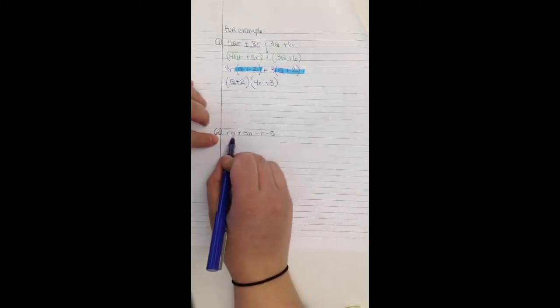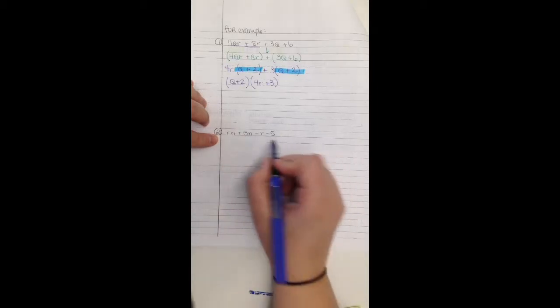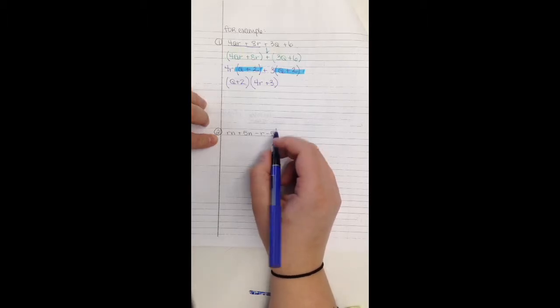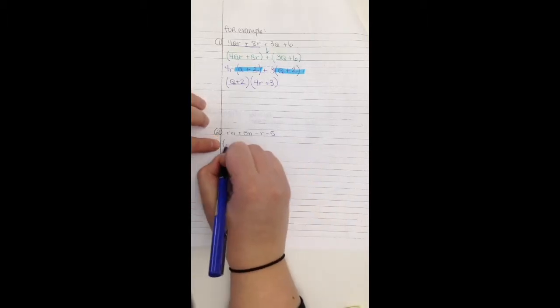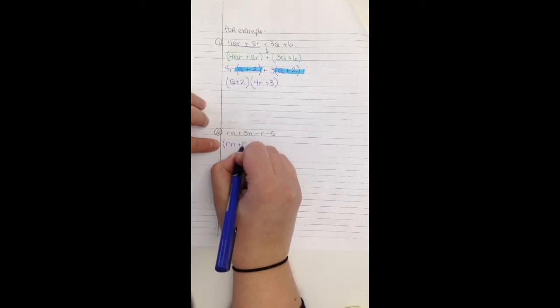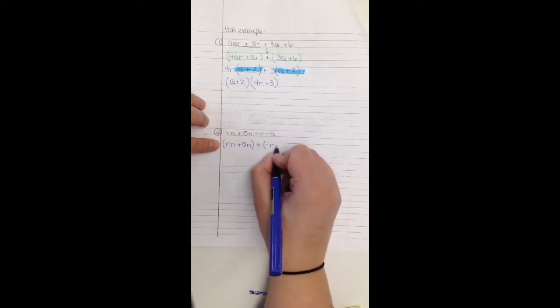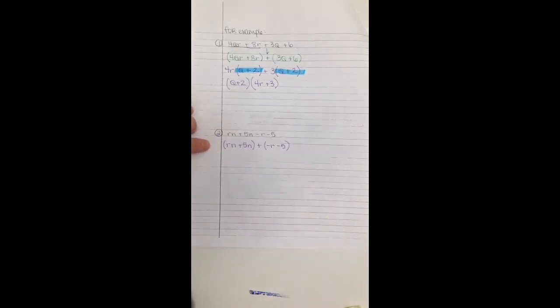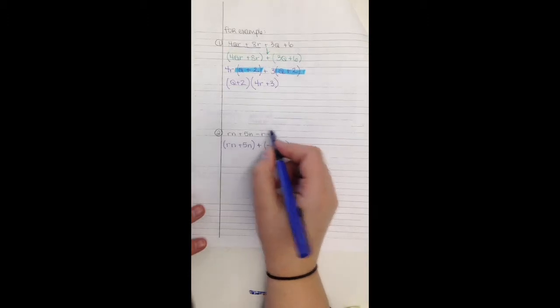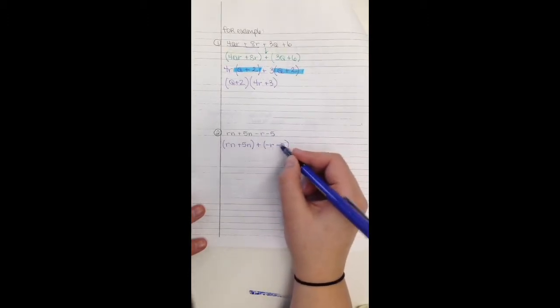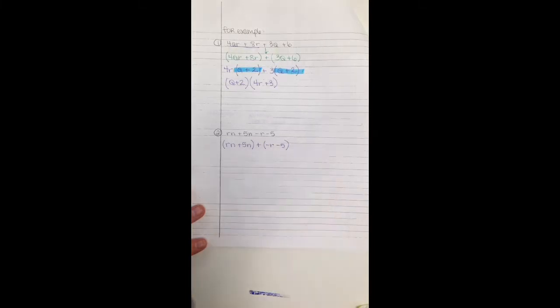I have Rn and 5n. What do they have in common? An n. And then I have negative R and negative 5. They have a negative 1 in common. So let's try grouping. I have Rn plus 5n, and I'm going to say plus negative R minus 5. Now, the reason I said plus is because I'm grouping this, so I have to include their negatives on the inside, so I'm making this plus a negative.